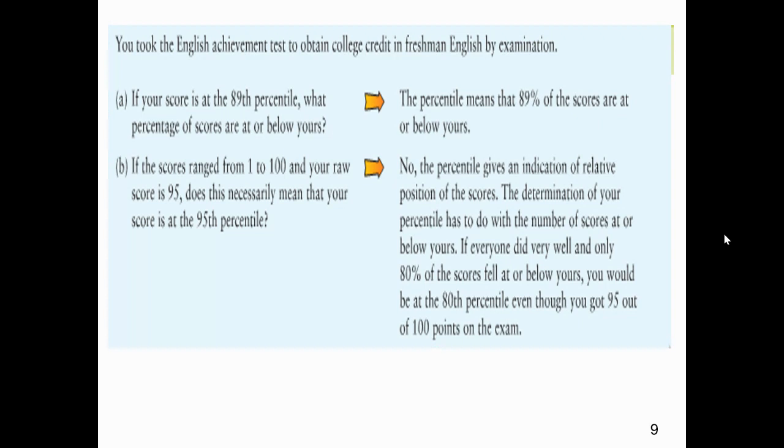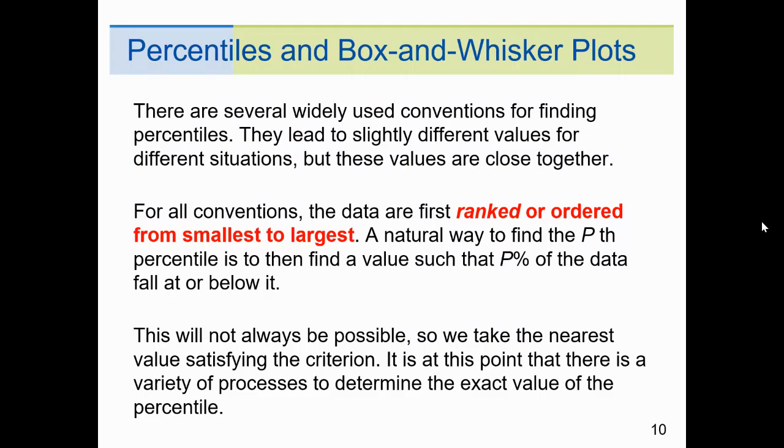If the scores range from 1 to 100, and your raw score is 95, does that necessarily mean that you're in the 95th percentile? No. You could be in the second percentile. Everybody in the class could have gotten a 96 or higher. So percentile and raw score don't necessarily equate. Percentile gives you an indication of relative position.